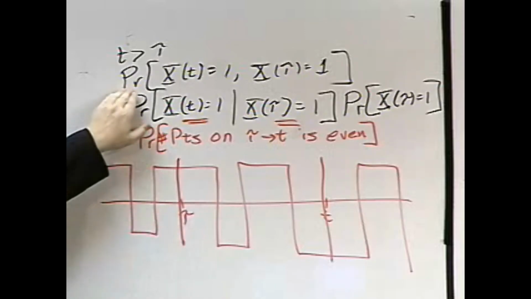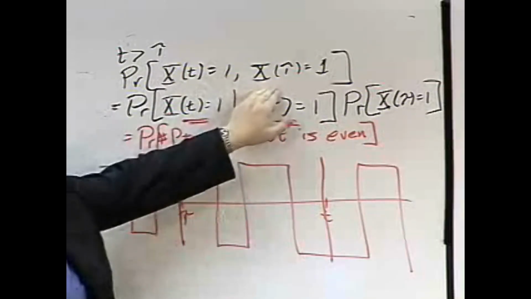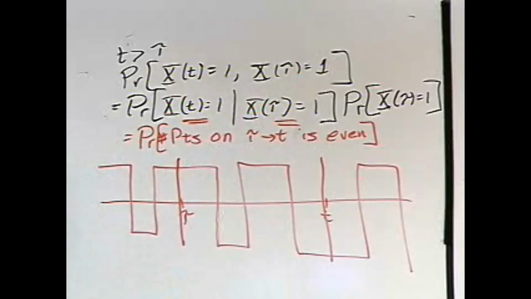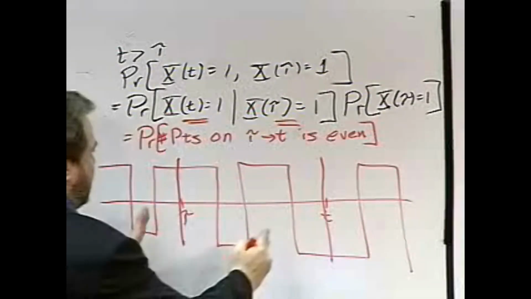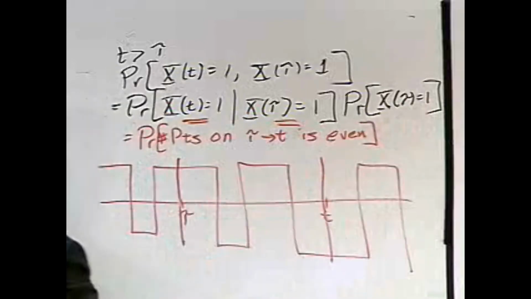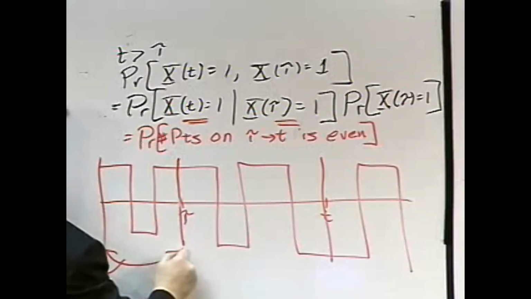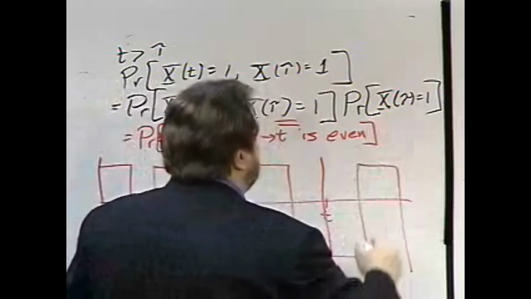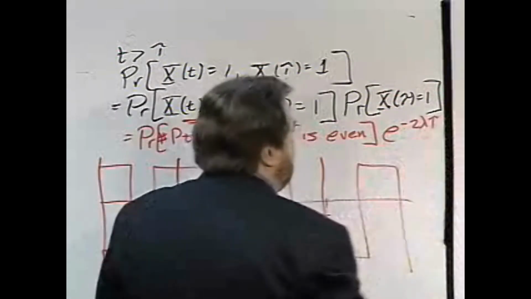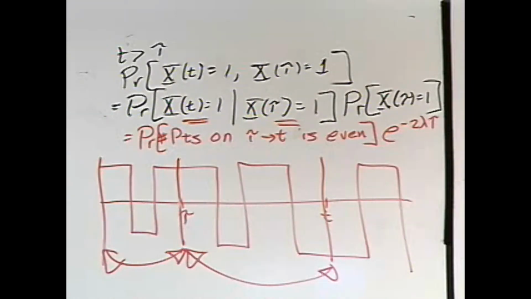Let's look at the definition of the problem I'm trying to solve. I'm trying to solve the probability x of t is equal to 1 and x of tau is equal to 1. So by doing it this way, I've, again, partitioned my problem, as I've done in the last two cases. I've partitioned it just looking at this interval, and then for the probability that x of tau is equal to 1, I only have to worry about this interval. So I've broken up the problem into looking at two disjoint intervals again. So this theme is recurring throughout these autocorrelation computations: looking at these disjoint intervals. And I figured out what this is already. What is this equal to? E to the minus 2 lambda tau. That's what I figured out in the first part of the exercise in this lecture.